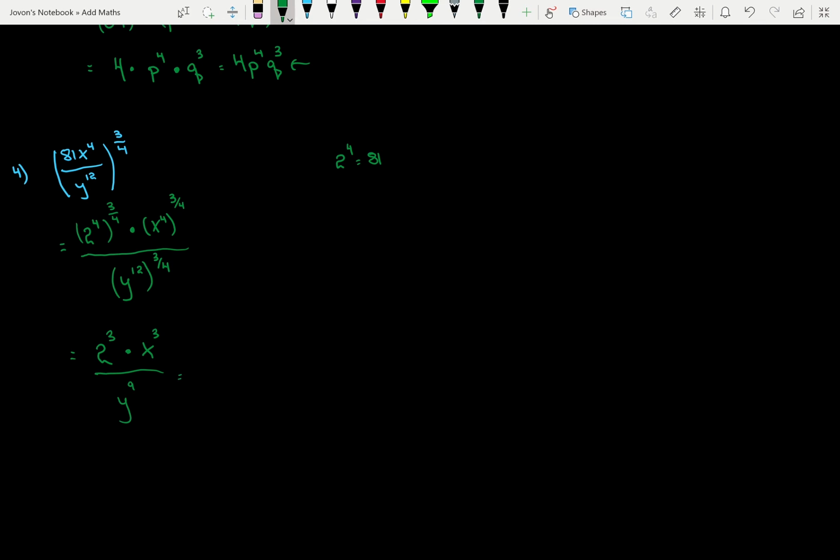This is the same way now. So we have 2 to the power of 3 multiplied by x to the power of 3, all over y to the power of 9. Now if you want to put this to the power of 3, we just simplify it. This would actually be y cubed, all to the power of 3. Therefore this is equal to 2x over y cubed, all to the power of 3, and that is what it simplifies to.